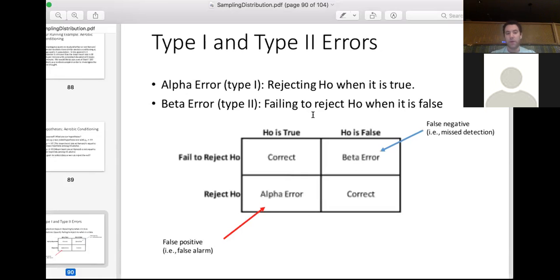Here we can also talk about type 1 and type 2 errors. A type 1 error is when you reject the null hypothesis when it's actually true. That's what's called alpha in statistics, and that's representative of the alpha value. A type 2 error is to fail to reject the null hypothesis when it's false. That's what's called beta, or beta error. They're also known as false positives and false negatives.